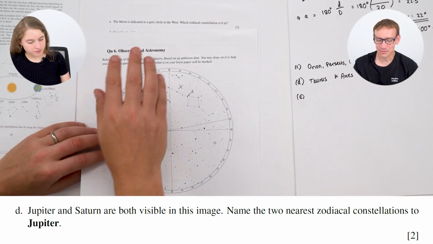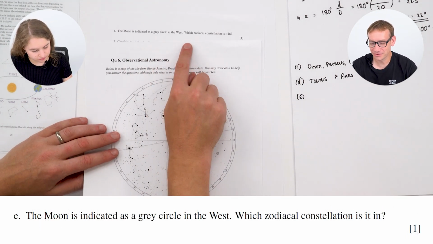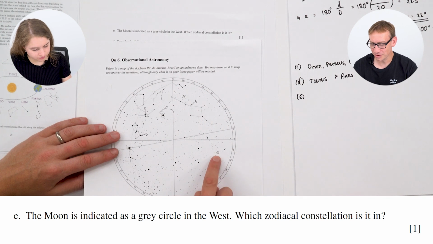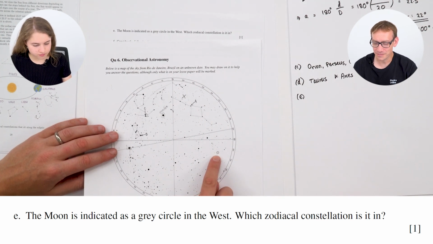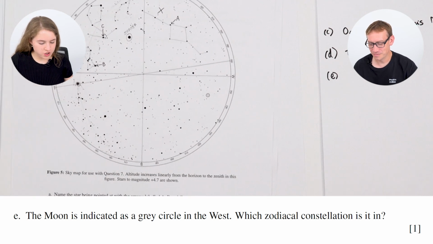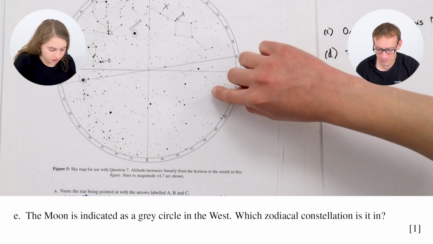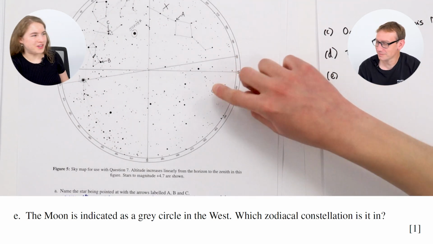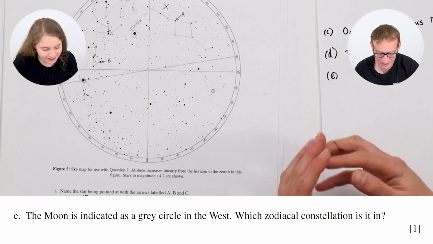So the next one: the moon is indicated as a grey circle in the west, which is over here. Which zodiacal constellation is it in? A translation of this question is: what zodiac constellation is here? That's all it is. The moon's just an indicator.